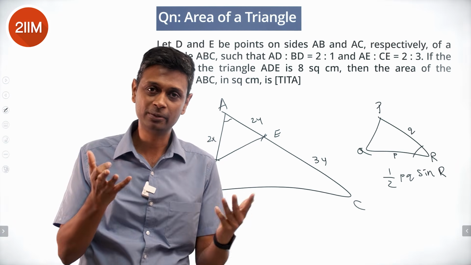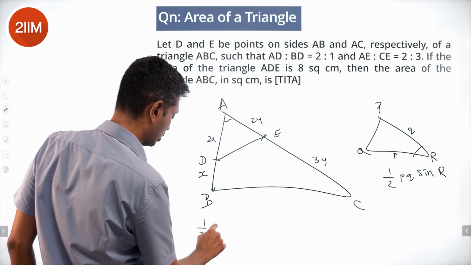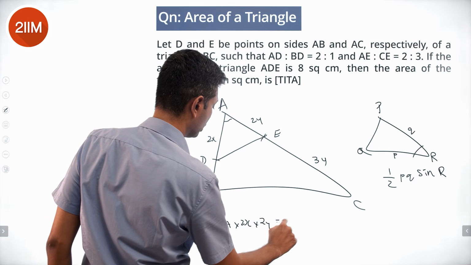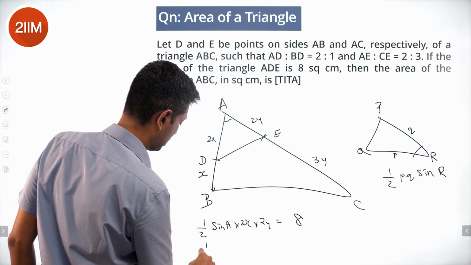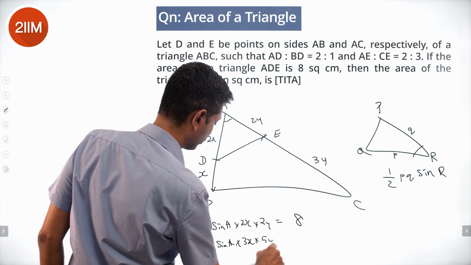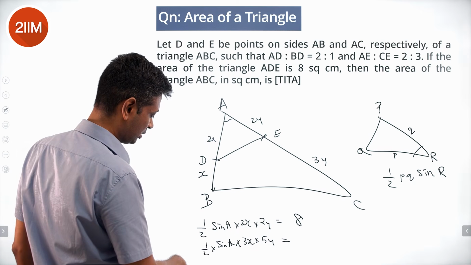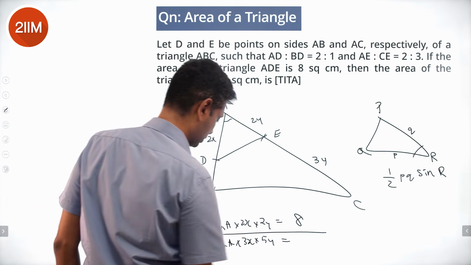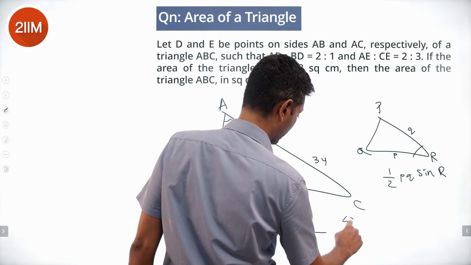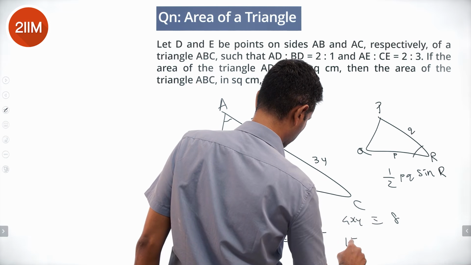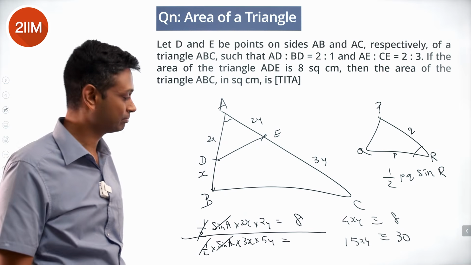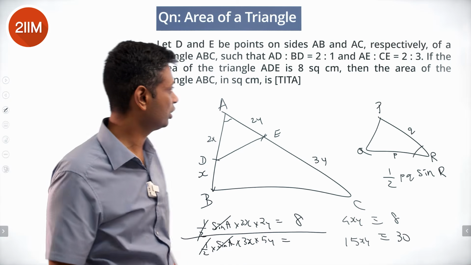Sine of angle A is common, so half into sine A into 2x into 2y is 8. And half into sine A into 3x into 5y is what? Let's divide one by the other. Sine A will go away. 4xy goes with 8. 15xy would go with 30, into 3 by 2 into 5 by 3. So it's going to be 30 square units.